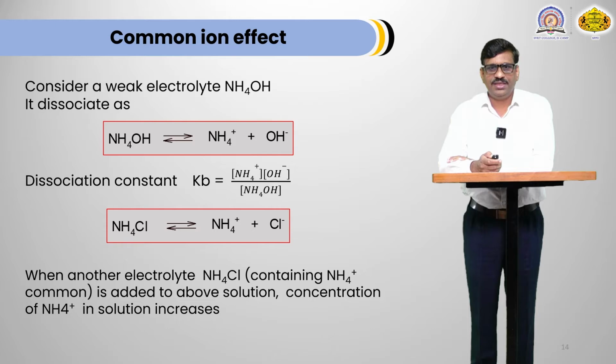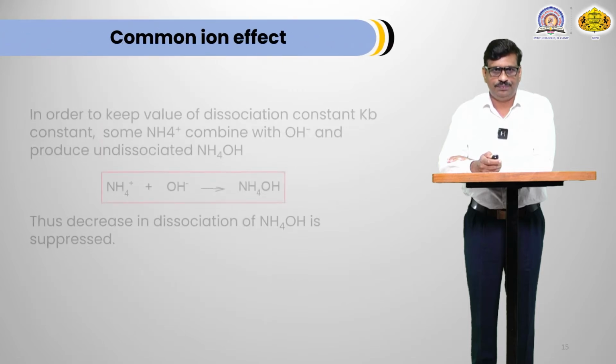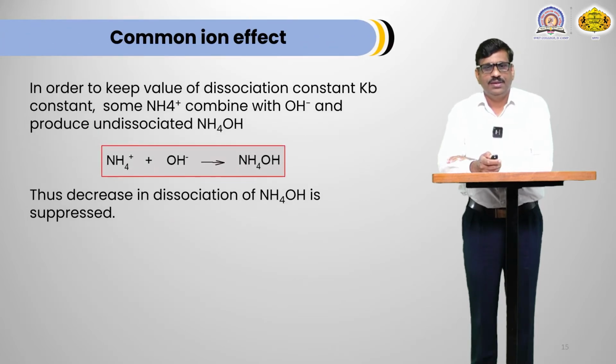If you see these two reactions, in both of these reactions NH4+ is common. That's why the concentration of NH4+ in solution increases. Now to keep the constant, some of the NH4+ combines with OH- to produce NH4OH. Hence, undissociated NH4OH is generated. Thus, the degree of dissociation of NH4OH is suppressed or reduced. All these things we have already explained.